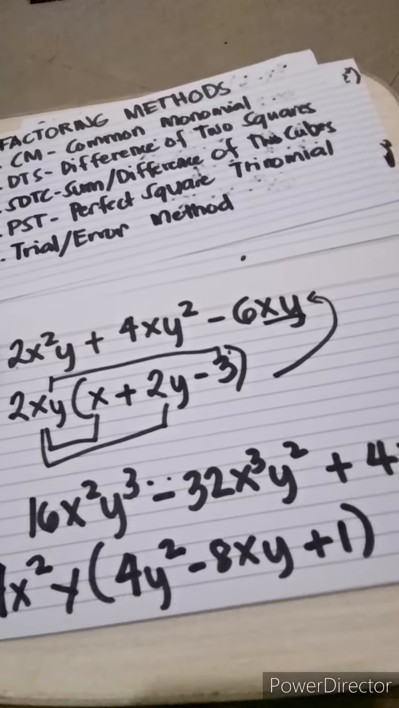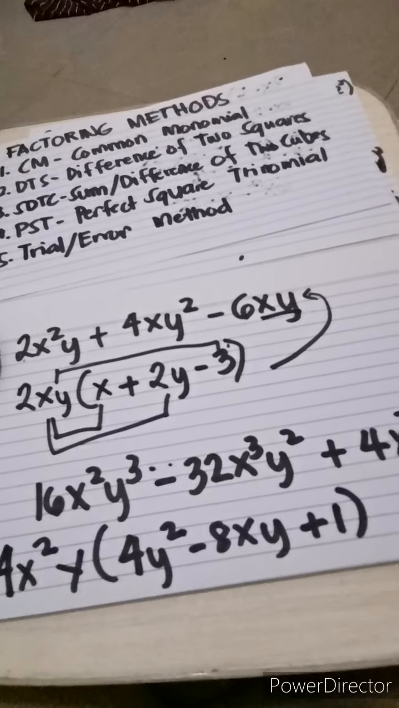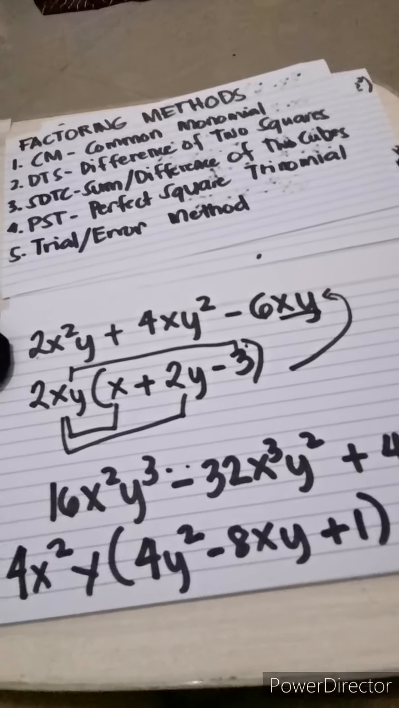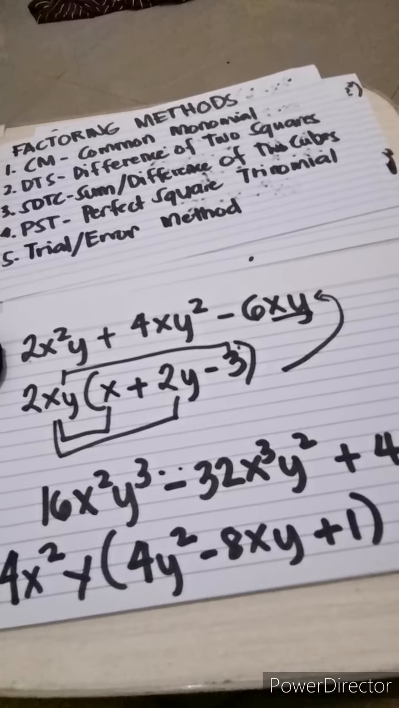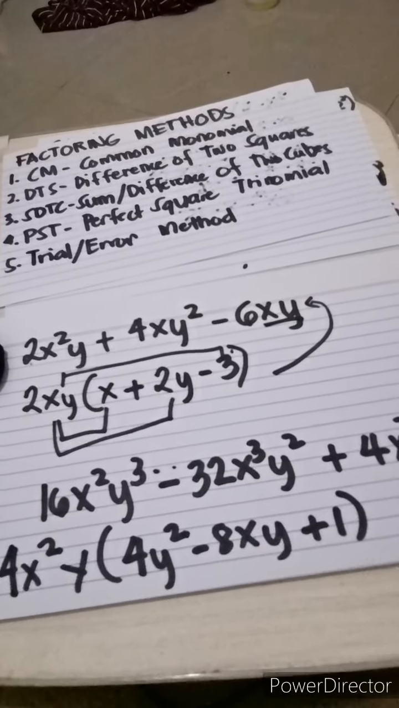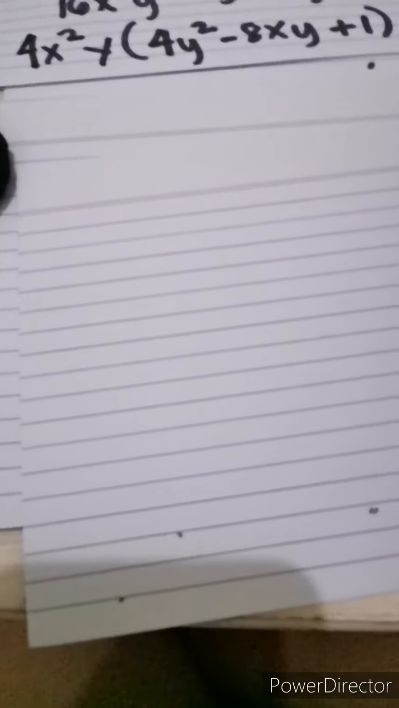So, again, ang una natin gagawin kapag common monomial, hanapin kung alin yung pinaka mababang number na ma-divide mo lahat ng given terms sa polynomial. Yun yung isang technique para makuha mo yung common monomial. The next one is the DTS or the difference of two squares.